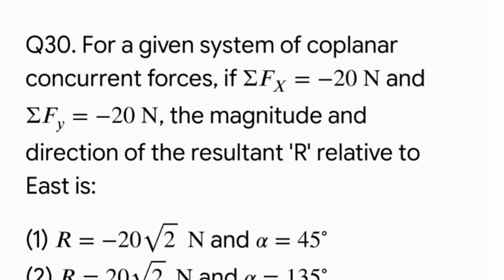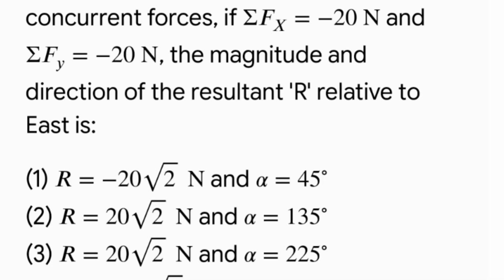Next question. If a given system of coplanar concurrent forces has summation Fx equal to minus 20 Newton and summation Fy equal to minus 20 Newton, then the magnitude and direction of the resultant related to the east is? Correct answer: option 3, R is equal to 20 root 2 Newton and alpha is 225 degrees.